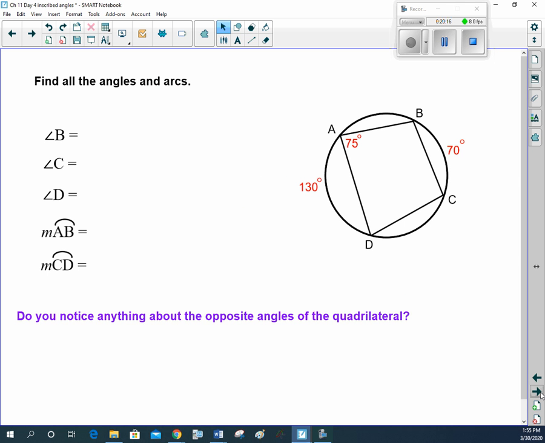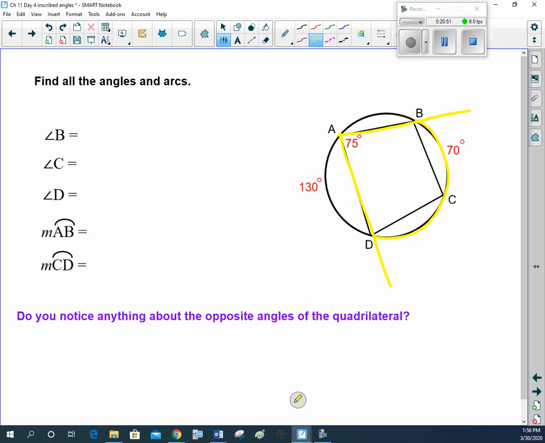Okay, so this one says find all the angles and all the arcs. So we could use any of our theorems that we need to try to figure it out. I'm looking at this and I see a bunch of inscribed angles. All those vertices are on the circle, so those are inscribed angles. So I'm going to highlight these a little bit so I can see what's going on. This 75 is inscribed. I'm going to draw it kind of long because it's all the way from B to D. That's the arc measure that's associated with it.